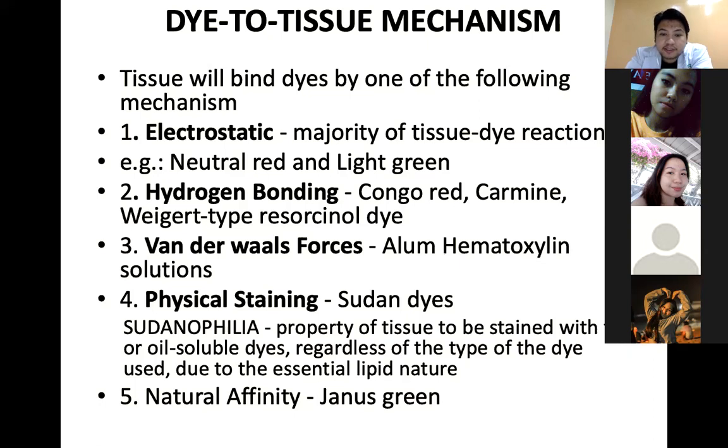Next is our physical staining. Physical staining, for example, is our Sudan dyes. Sudanophilia is a property of tissues to be stained with oil-soluble dyes regardless of the type of dye used, due to their essential lipid nature. And next is our natural affinity. For example, we have Janus green. Janus green is a popular stain of our nervous system, specifically our mitochondria. So they use natural affinity as the dye-to-tissue mechanism.